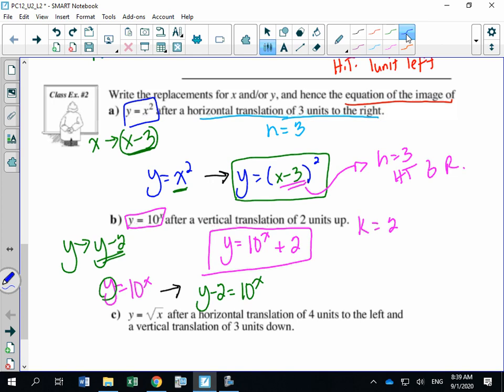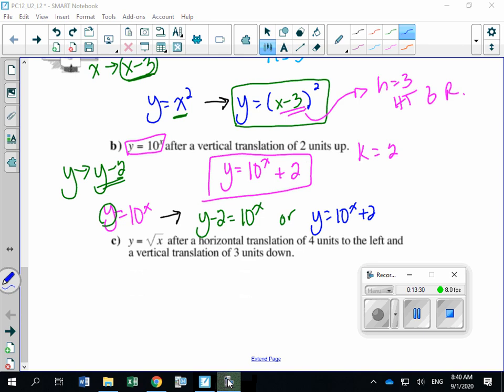From here, I would be 100% okay on a test if you box this in, but I'll accept if you want to isolate y, because we wouldn't be able to put that in our calculator unless y was isolated. So y is equal to 10 to the power of x plus 2. That's my original function vertically translated 2 units up.